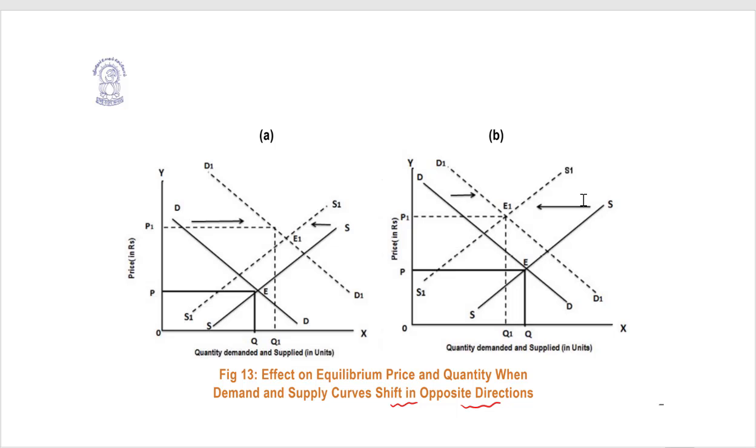In figure A, as you can see, there is an increase in demand but a decrease in supply. Because of that, the price will go up from OP to OP1. The price will increase from OP to OP1.